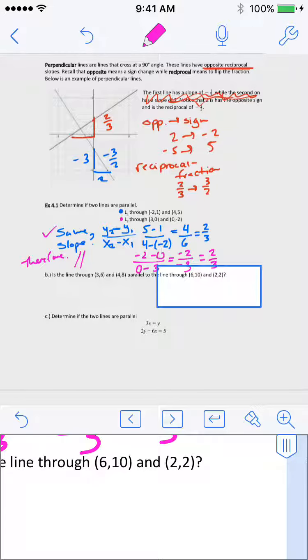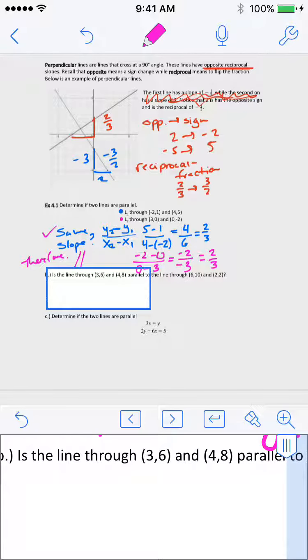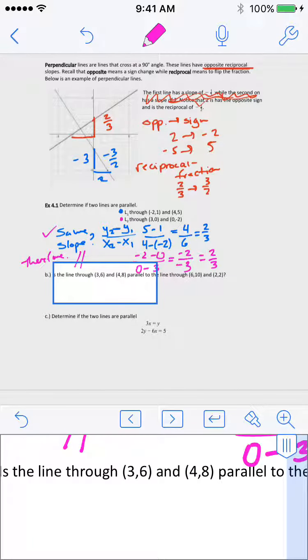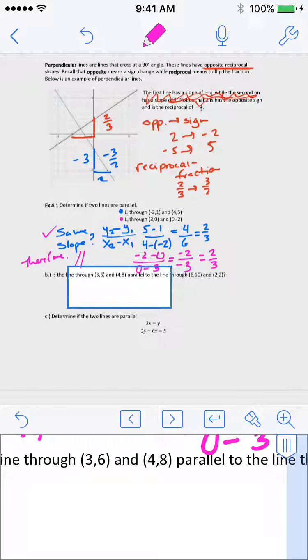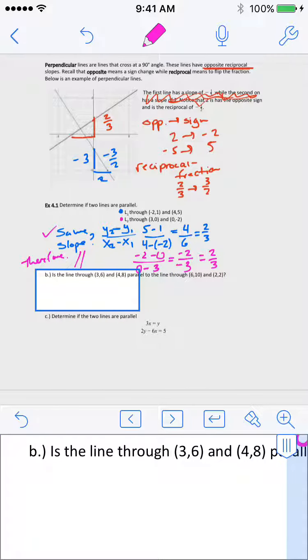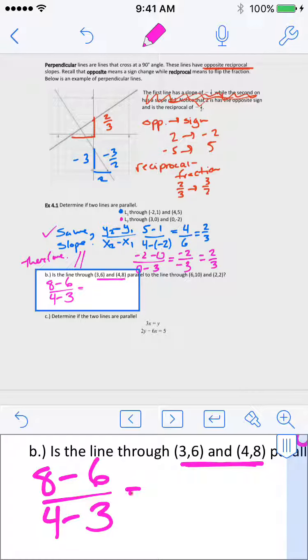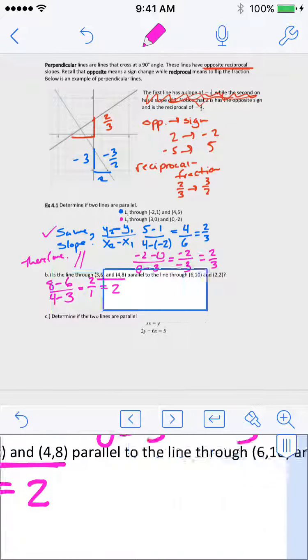Okay, so hopefully you've had some time to try this and you deduced something. Let's see what happens when we take the slope of both of these. So we have 2 points, this set of points, and this set of points. And so we're going to find the slope of each. For the first one, we'll do it in pink. 8 minus 6 over 4 minus 3 gives us 2 over 1, or 2, right? So the first slope is 2.